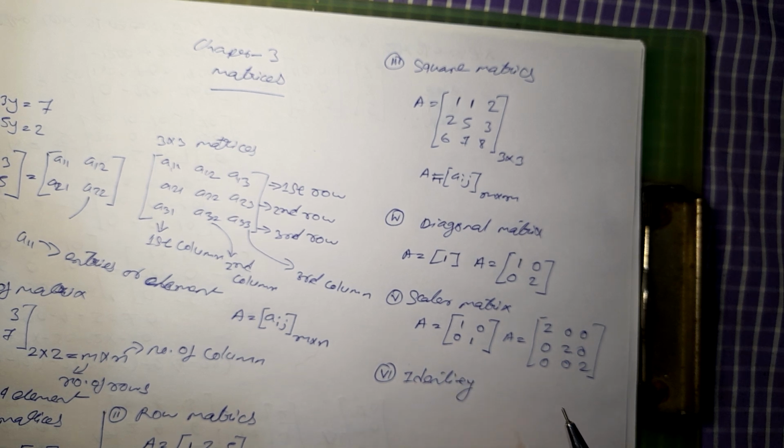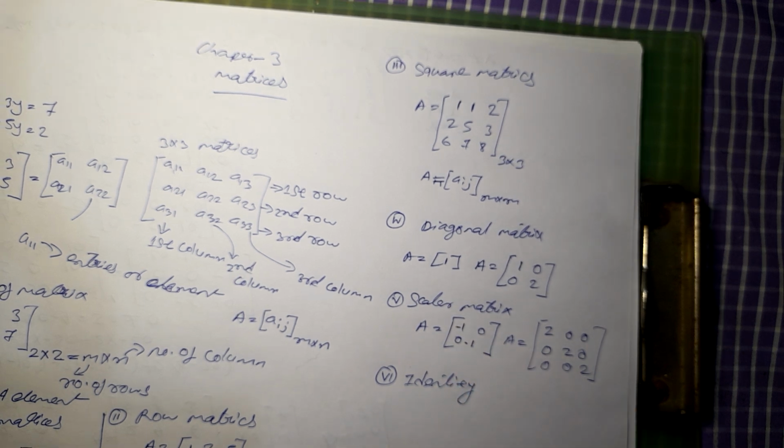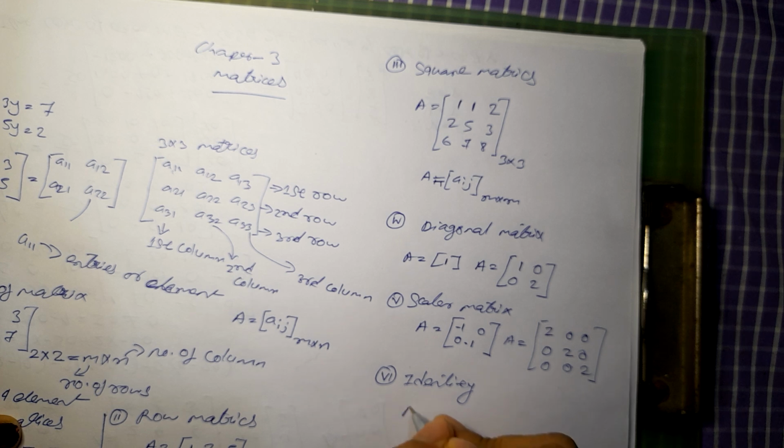Identity matrix: when the diagonal element is 1. In a scalar matrix, it can be 1 or it can be another value also. But okay, let's give it minus so that it is not similar to the scalar identity matrix. Identity matrix: A equals, when the diagonal is only 1.